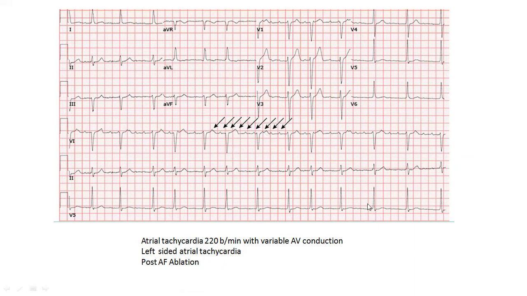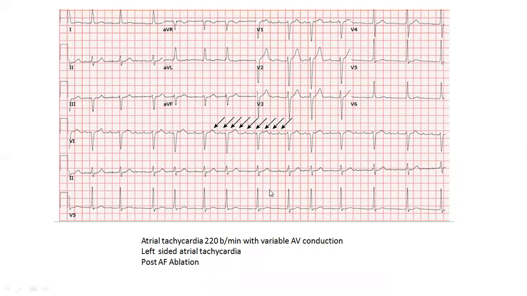This is irregular, but not irregularly irregular. You see small, minute P waves here, but they are identical. This is positive in V1 and positive in lead 2. So this is concordant, so this is a left-sided tachycardia.